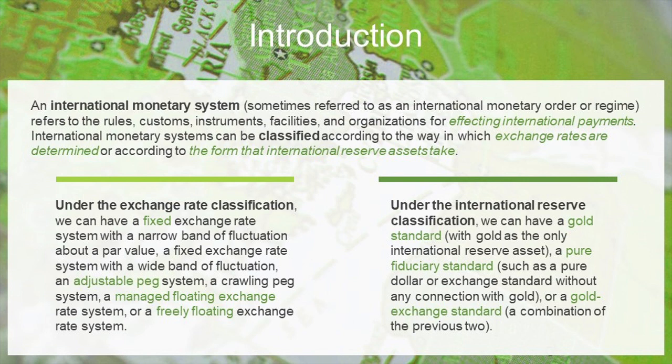Under the exchange rate classification, we can have a fixed exchange rate system with a narrow band of fluctuation about a par value, a fixed exchange rate system with a wide band of fluctuation, an adjustable peg system, a crawling peg system, a managed floating exchange rate system, or a freely floating exchange rate system.